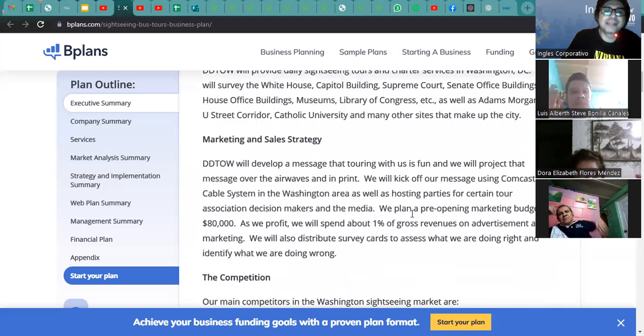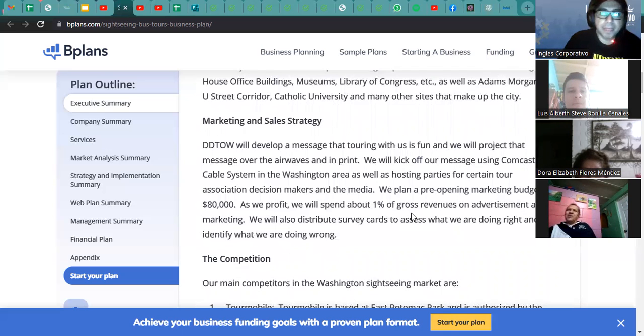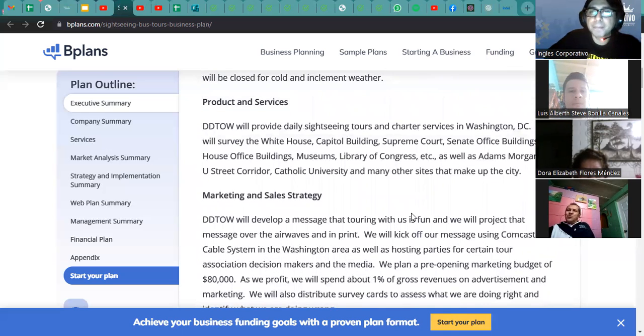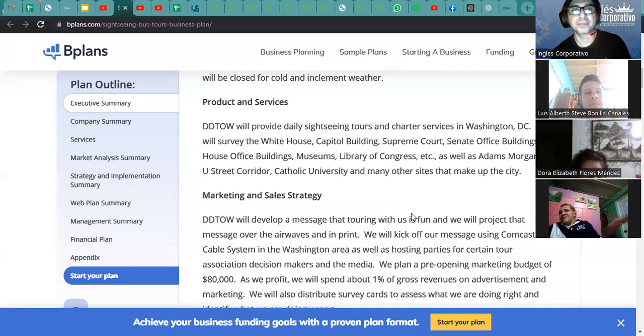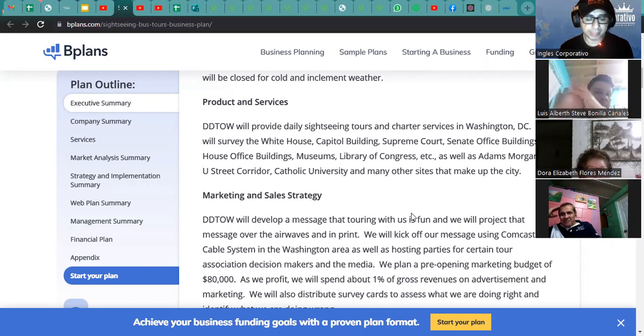Okay. Next one says, what is the U Street Corridor? They are talking about the White House, the Capitol Building, the Supreme Court, Senate Office Building, House Office Building, museums, but U Street Corridor. What is the U Street Corridor? Oh, that is a very good question. Let's check into that one if you want. So let me see. U Street. I guess it's a place, of course. Let's see.